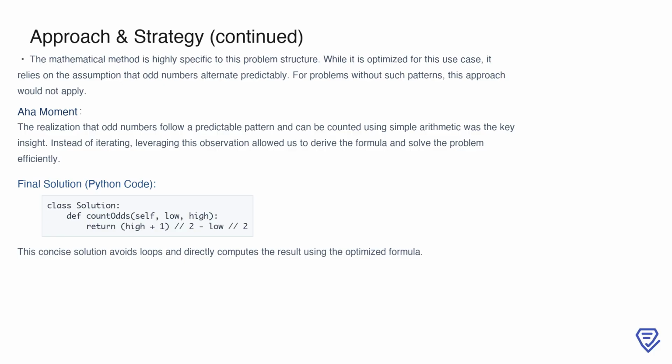The key insight here, the aha moment, was realizing that odd numbers follow a predictable sequence and leveraging this pattern to derive a simple arithmetic formula. The final solution, shown in Python, is exceptionally concise and captures the essence of the optimized approach. By directly calculating the count of odd numbers using the formula (high + 1) // 2 - low // 2, we arrive at the result without any loops, making it both clean and efficient.